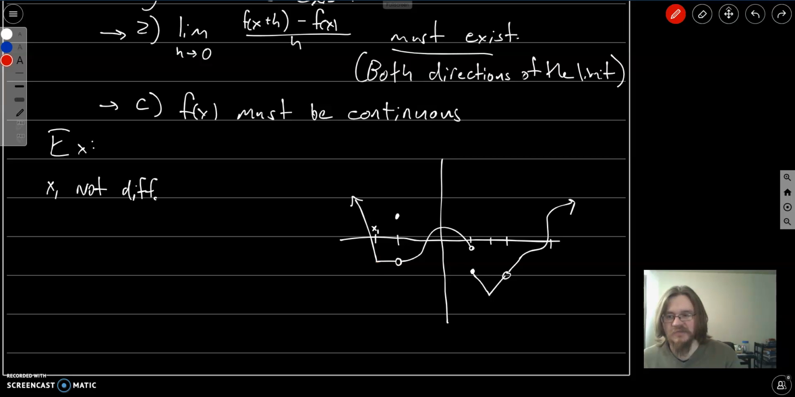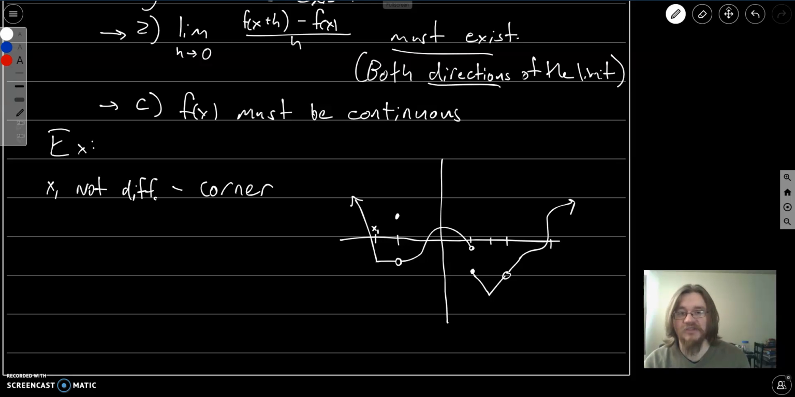So we have different slopes coming in. The reason here is because we have what's called a corner, where the slope coming in from both directions is going to be different. So the limit doesn't exist. The limit from the left and the right are not going to be the same. We have different slopes on either side.